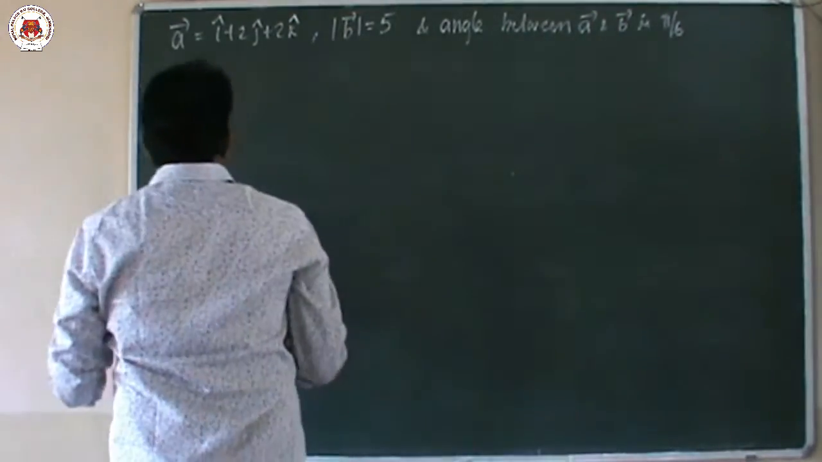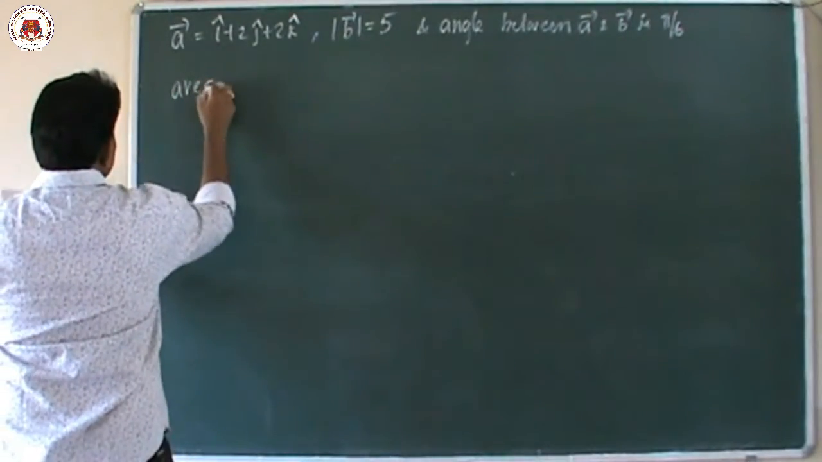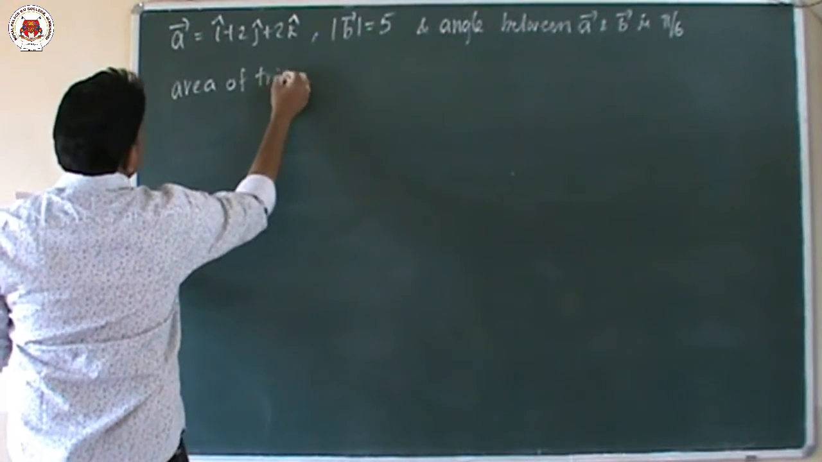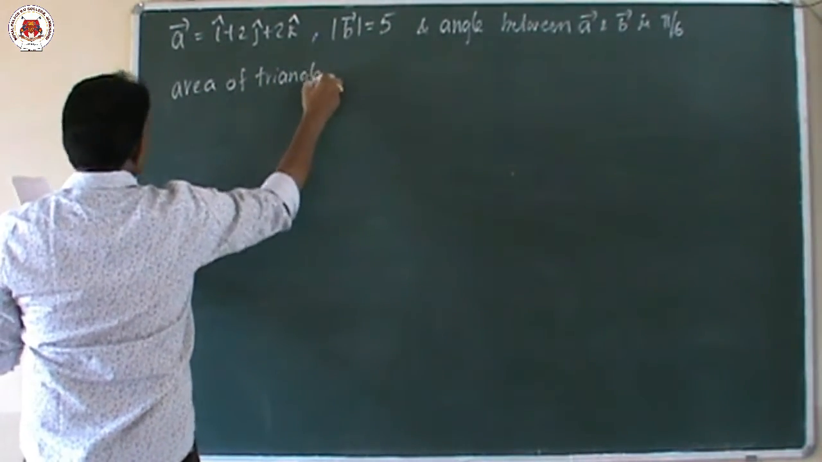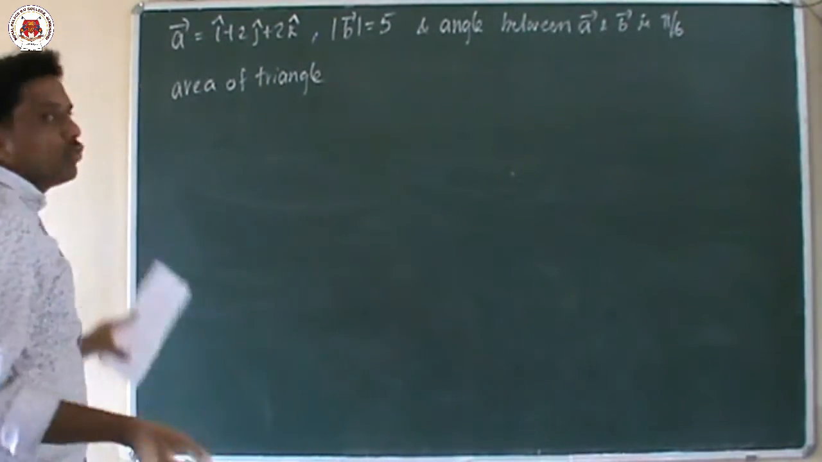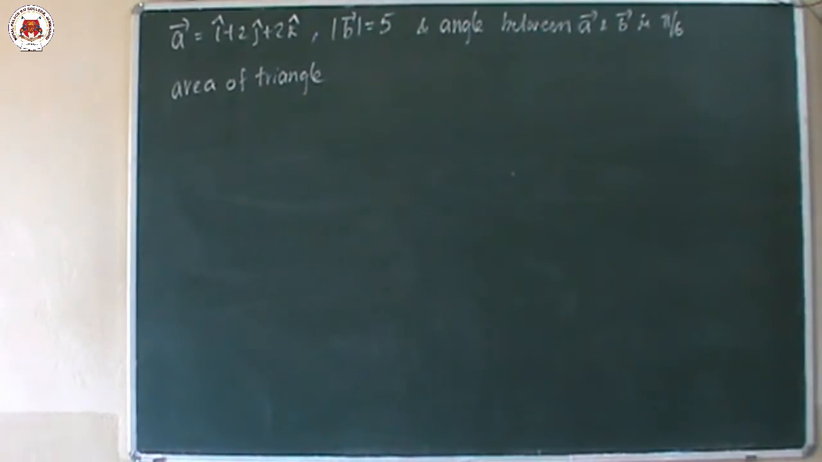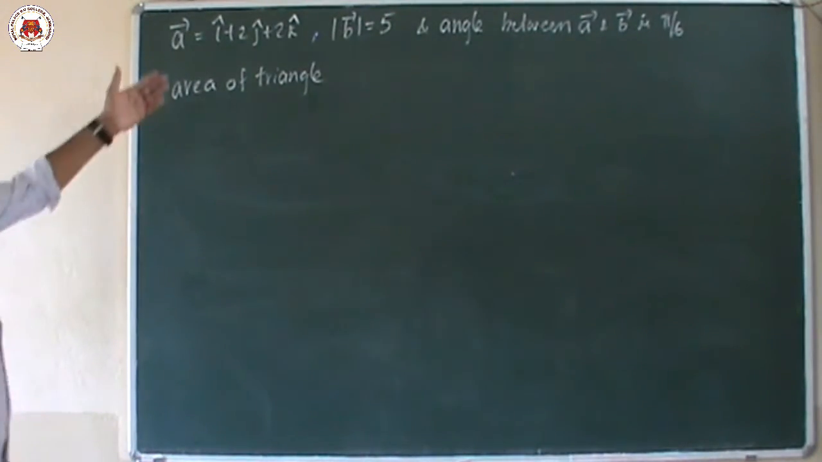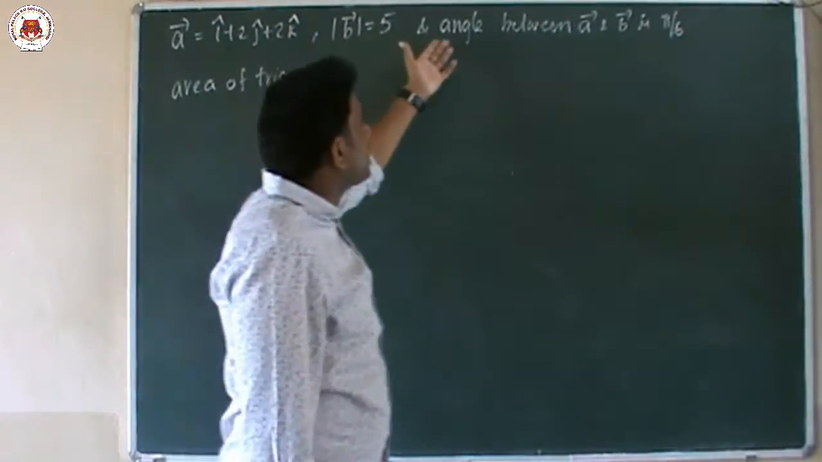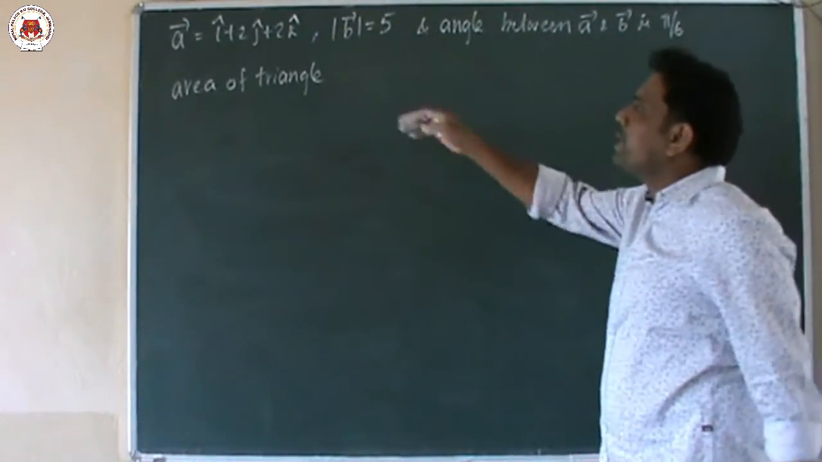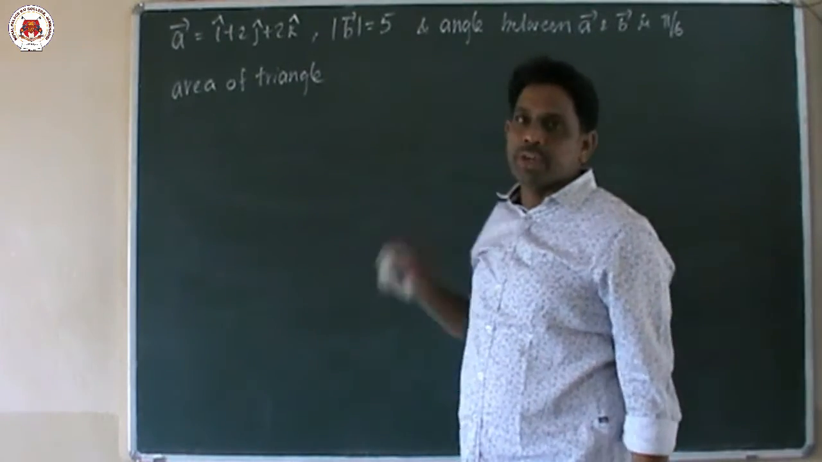Then he is asking for the area of a triangle formed by these two vectors. That is the question; we don't need to read the whole question. What is the content? We need only this much: vector a is given, mod b is given, and the angle between a and b is also given. He is asking the area of the triangle formed by these two vectors.